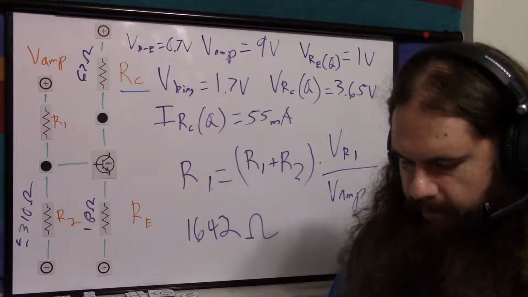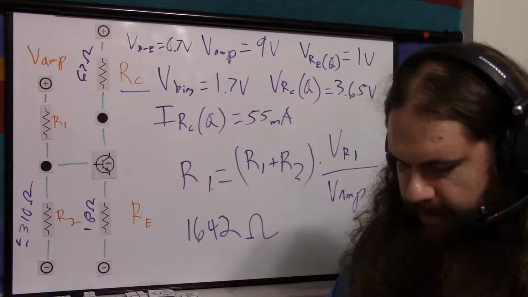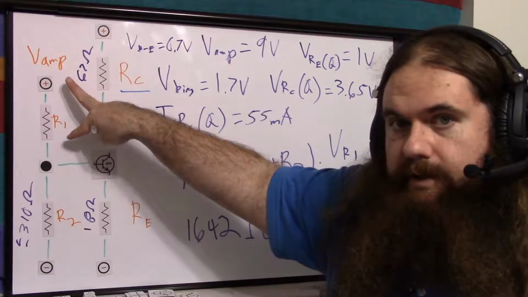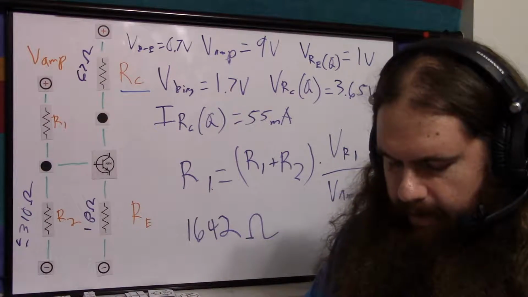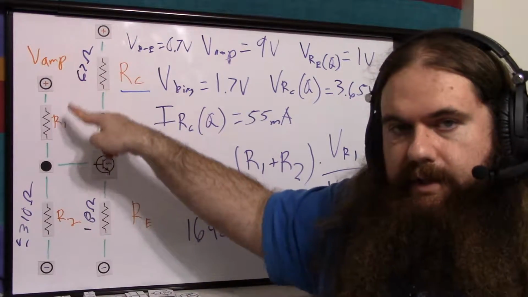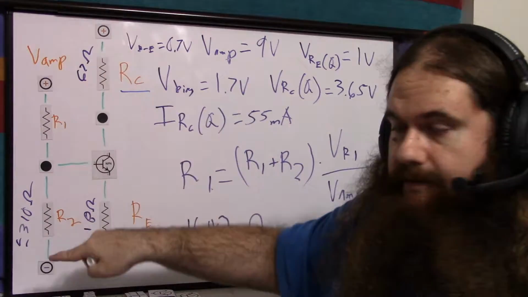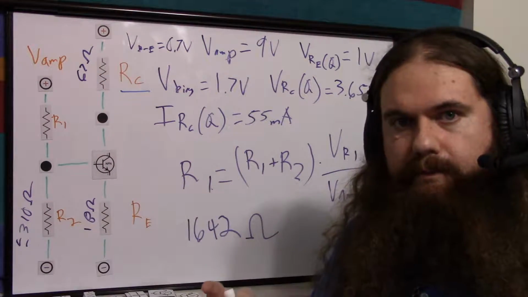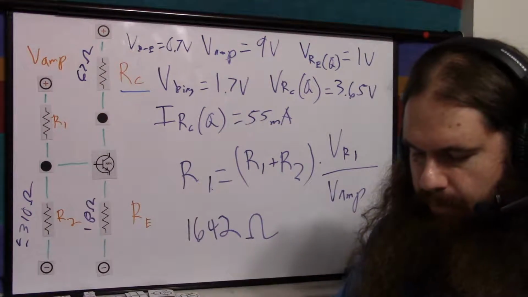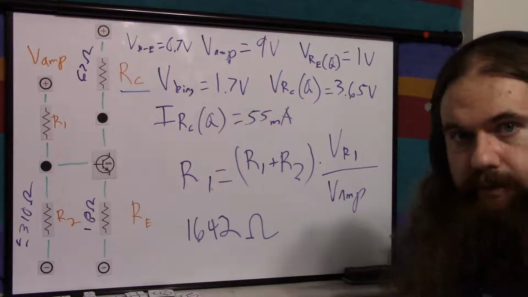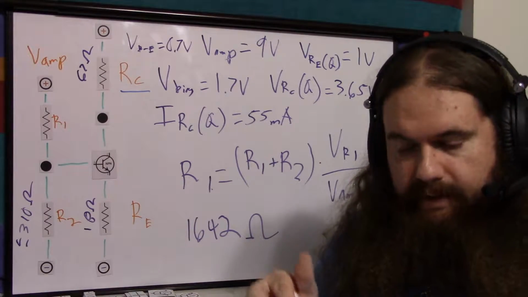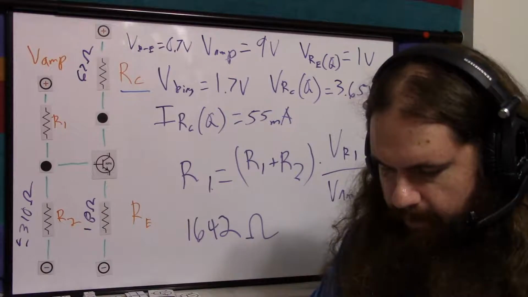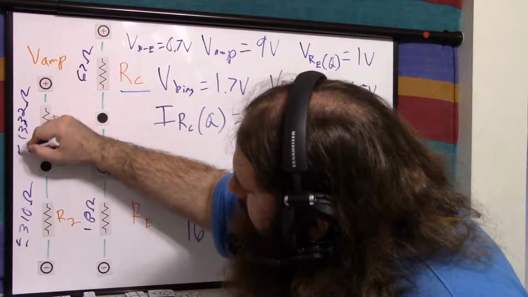So if I have 9 volts minus 1.7, 7.3 volts is what's going over here. Divide by 9. So about 81% of the voltage is over R1, so about 81% of the resistance. So 0.81 times 1642 again, and I'm just scrolling up to the exact results in my calculator, is about 1332 ohms, less than or equal to.